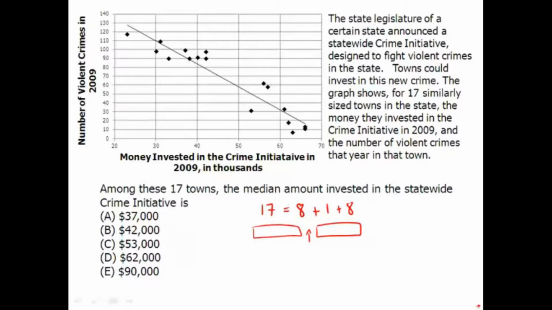So the 9th number on the list, if we put them in order, would be the median. Well, as it turns out, if we go across the points horizontally, in the order of the horizontal axis, they'll be in order. So we just start at the left, 1, 2, 3, 4, 5, 6, 7, and then 8, 9. These two look like they're about the same. So that would be the median value, and it appears to be about 42,000. So the answer is B.